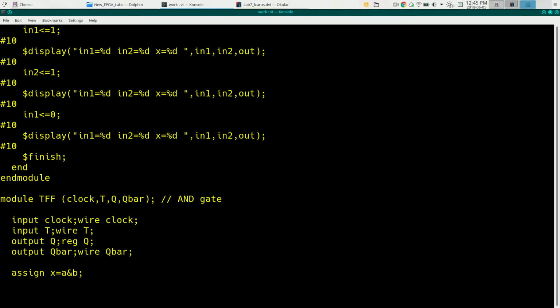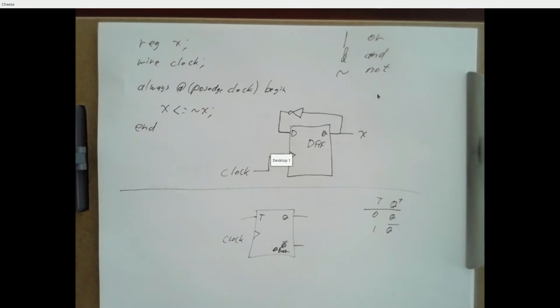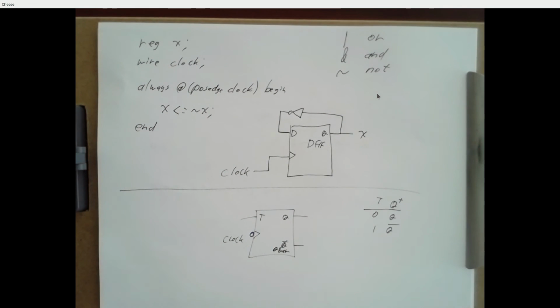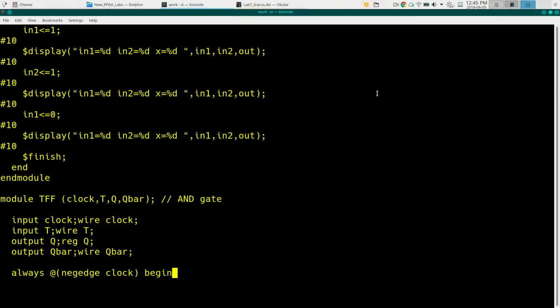So we're going to make that a register, and we're going to make Q bar, we can actually make that a wire. We could make it a register too, but we'll see different ways to do this. Do we want a positive edge triggered or a negative edge triggered T flip-flop? We can do whatever we want. You want to do negative? So we'll say always at negative edge clock. And so this will be a flip-flop that looks like this. It's got a little bubble on the clock input. So at negative edge clock begin.